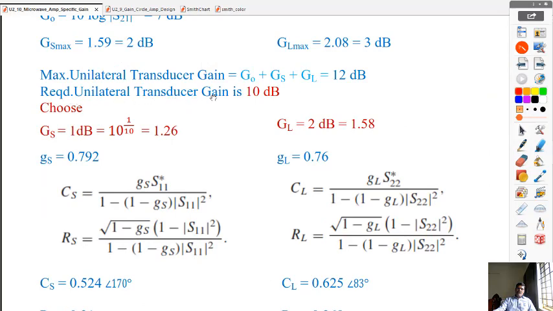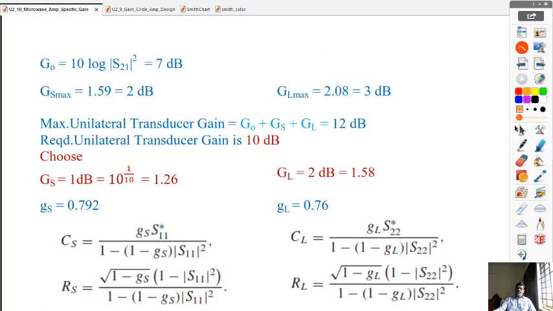So the required unilateral transducer gain is 10 dB. The next step is we have to choose the gain from each stage. The gain from the transistor cannot be controlled by the designer, since it is decided by the transistor manufacturer. Therefore, the gain of 7 dB from the active device cannot be altered by the designer. Therefore, this gain should be taken as it is. We cannot do any alteration.